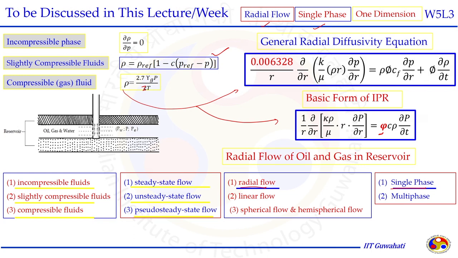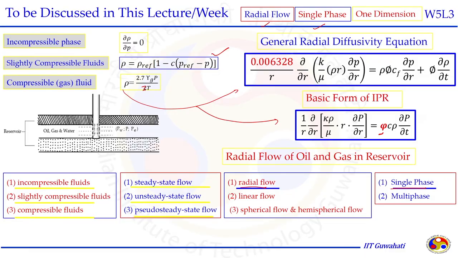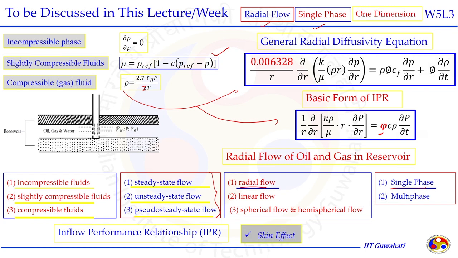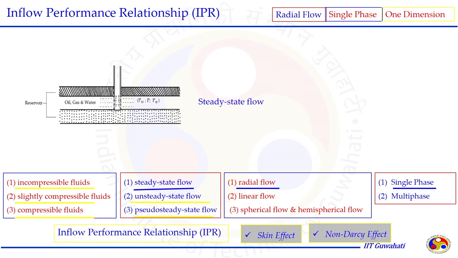In today's lecture, named inflow performance relationship for reservoir fluid, we are going to consider all three types of fluid and all three flow regimes to develop the fundamental IPR equation dealing with different fluids and different flow regimes. The basic IPR equation will be converted to the actual inflow performance relationship depending on the type of fluid and the flow regime. Two other parameters, skin effect and non-Darcy coefficient or non-Darcy effect, will also be discussed in today's lecture. So let's start with the first case, the steady state flow condition.